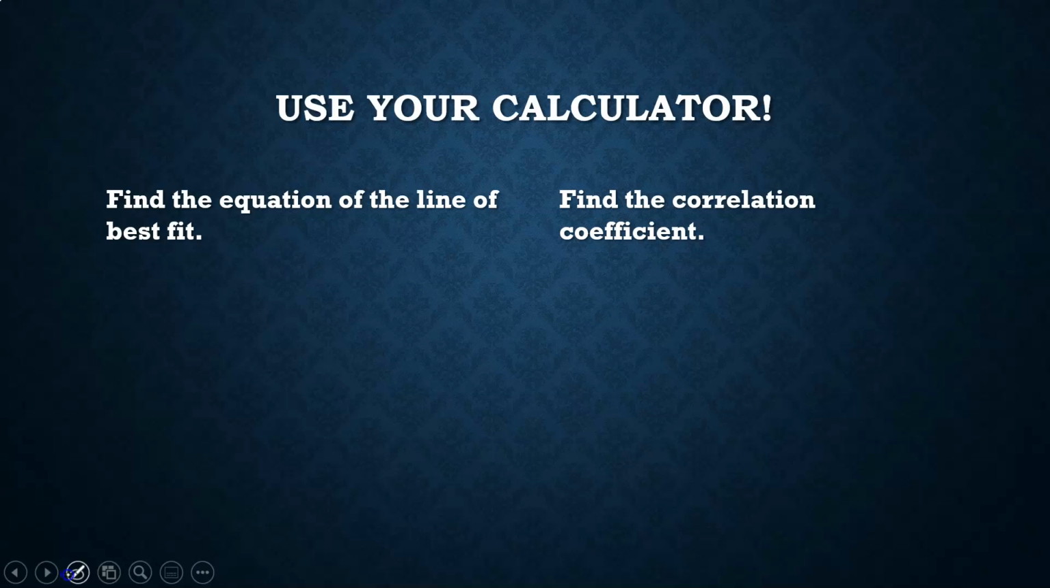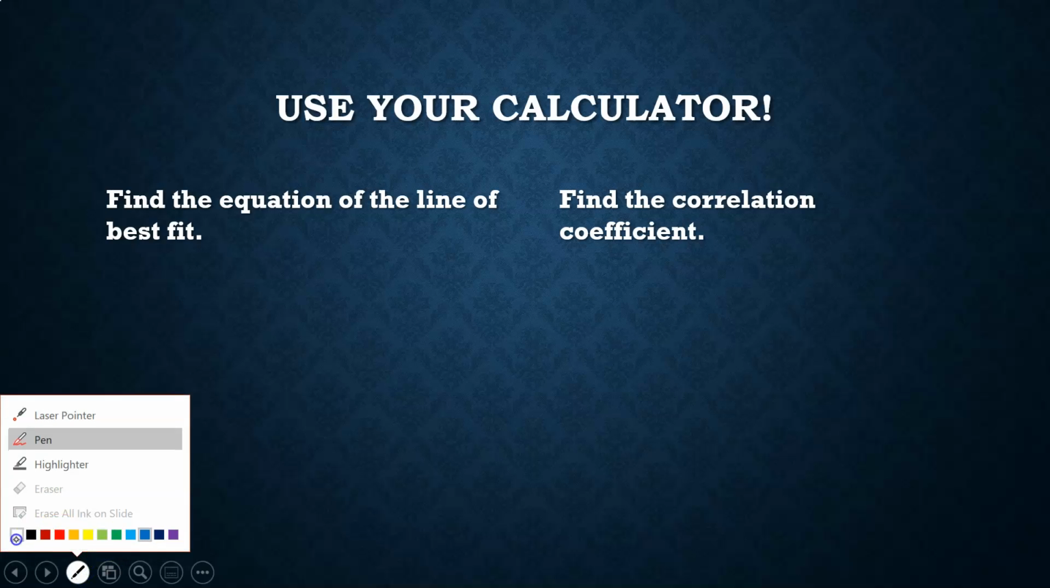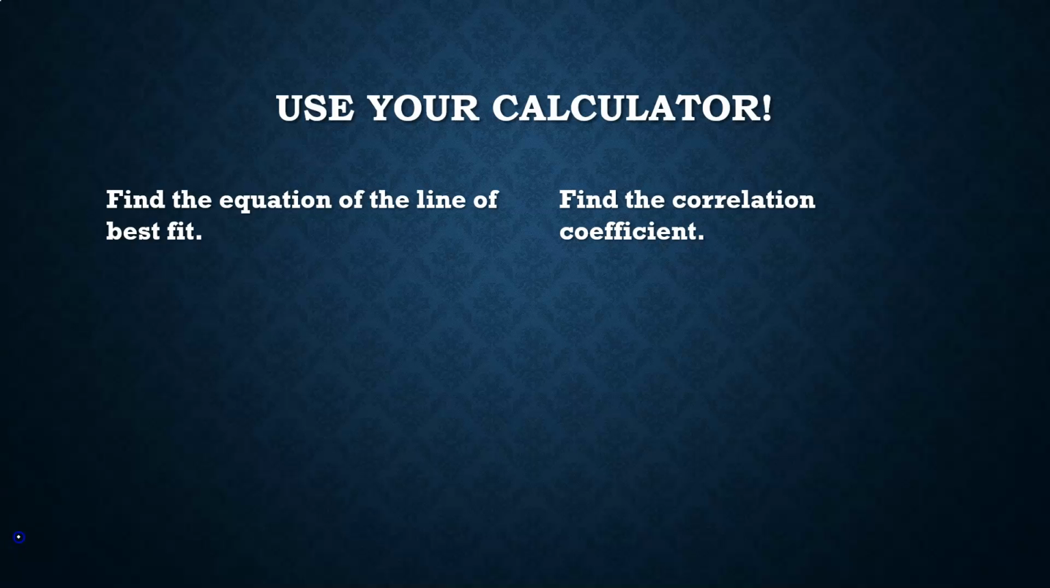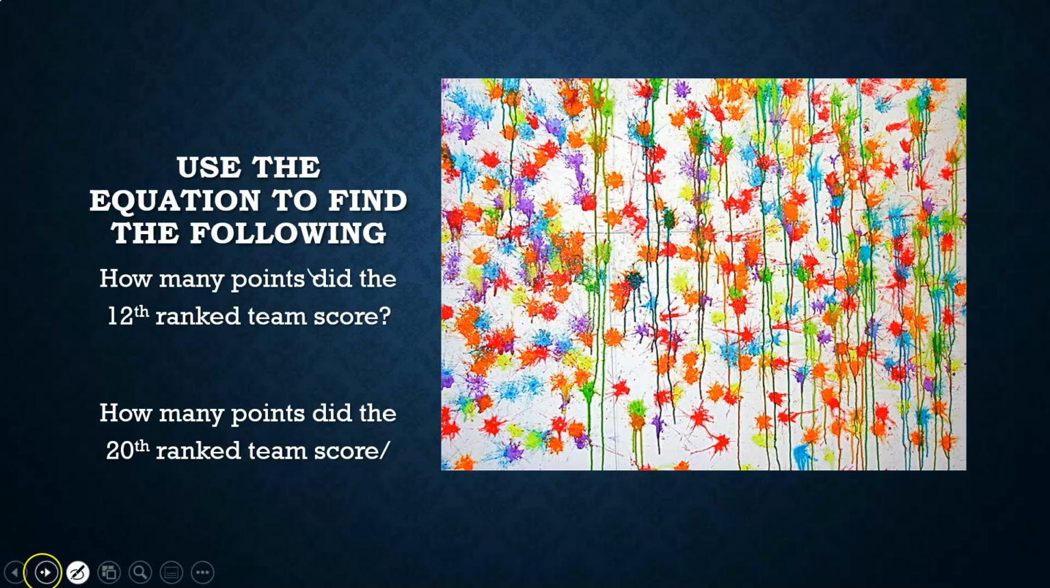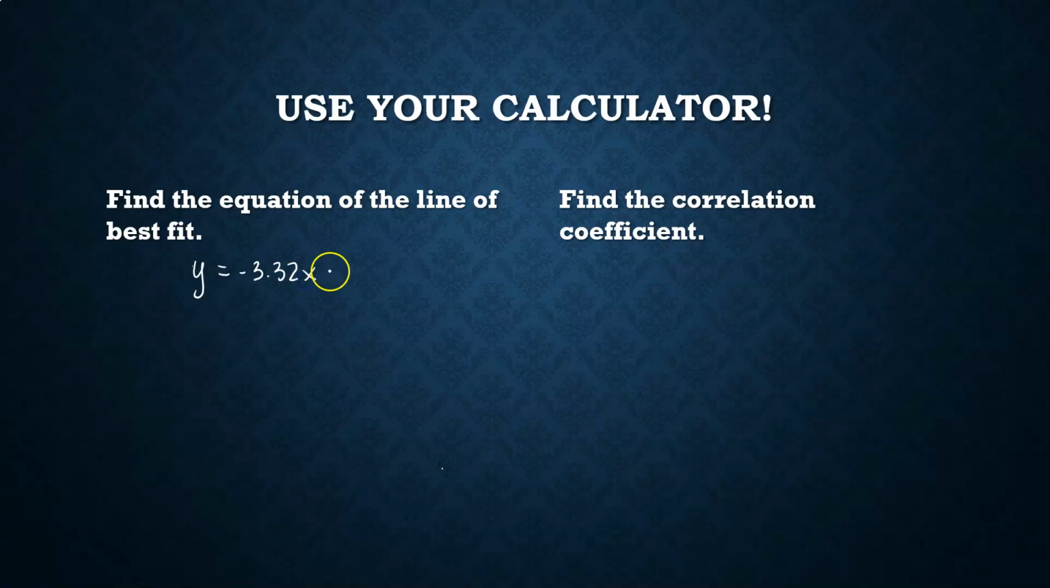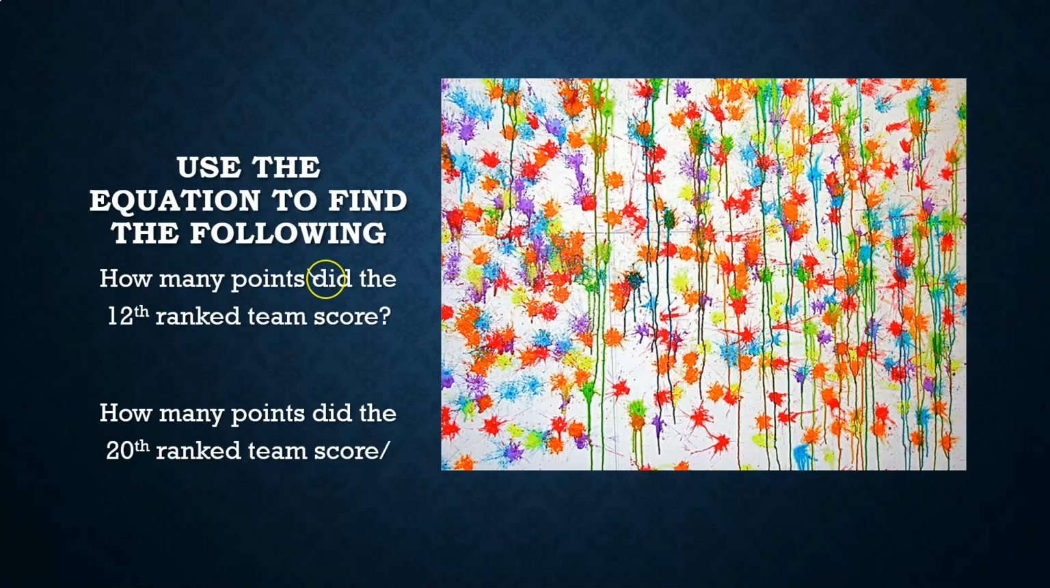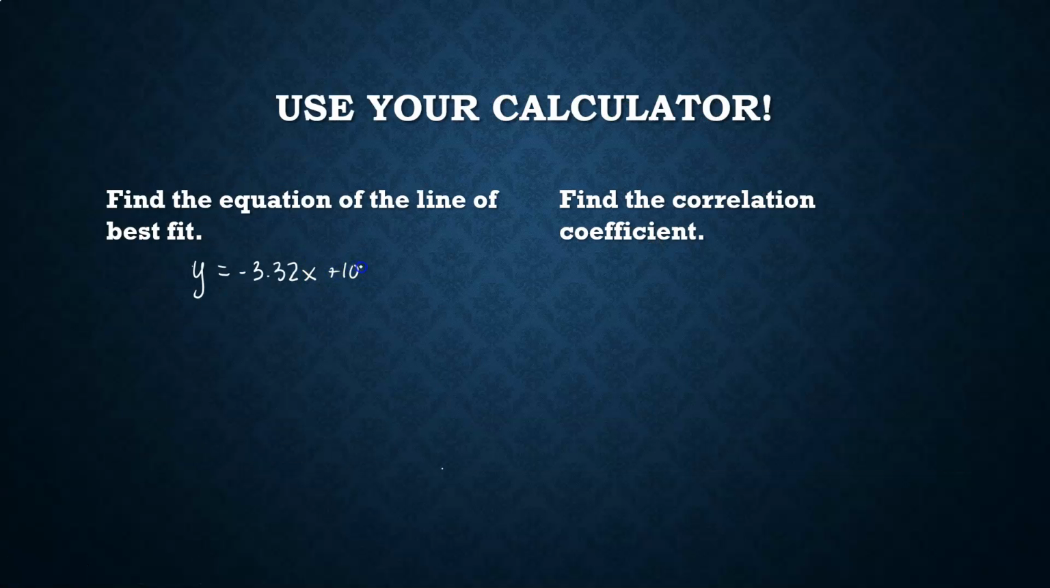Okay, so let's use our calculators and find the equation of the line of best fit. This is what I got. That's my line of best fit, and my correlation coefficient was about 76 hundredths. So there's some correlation, but it definitely isn't as strong as the one that we just did.